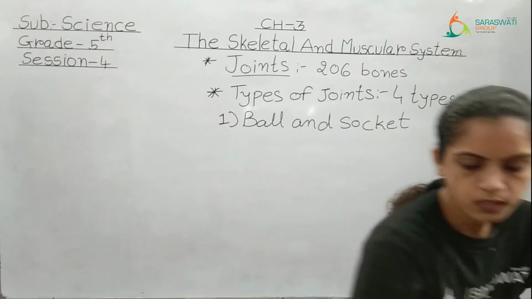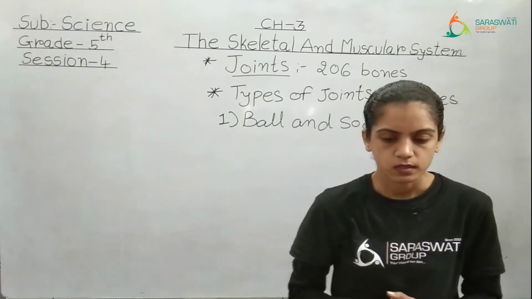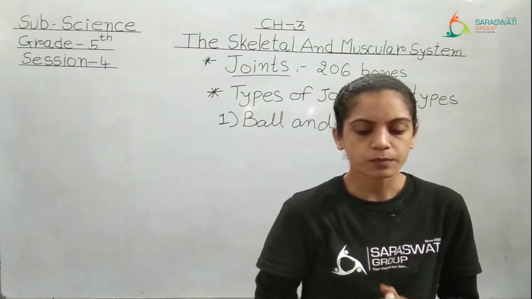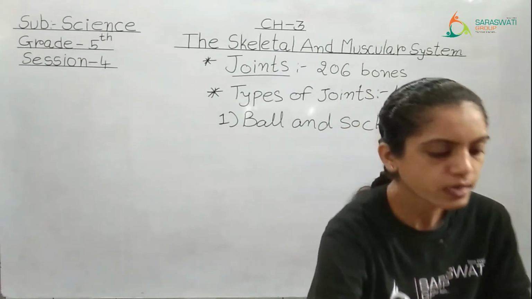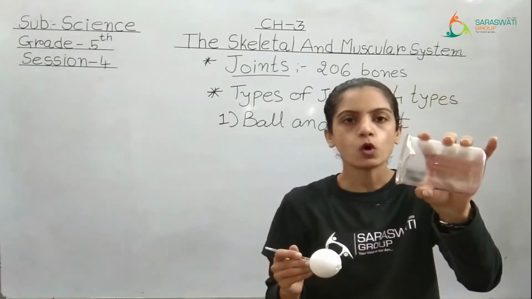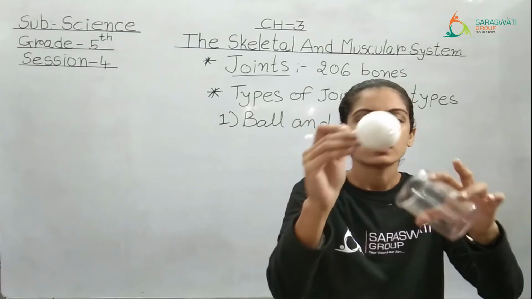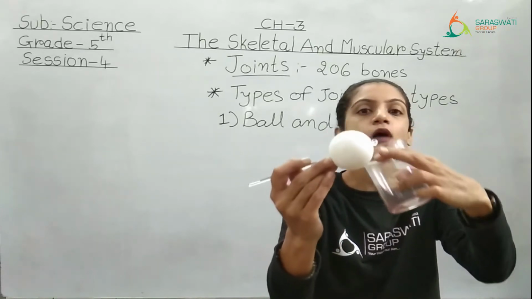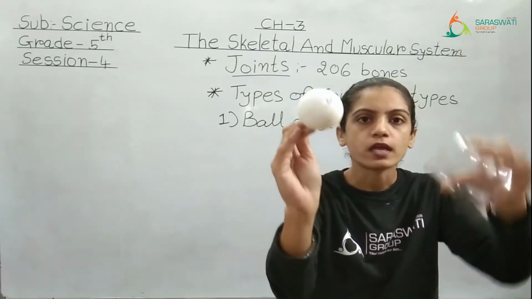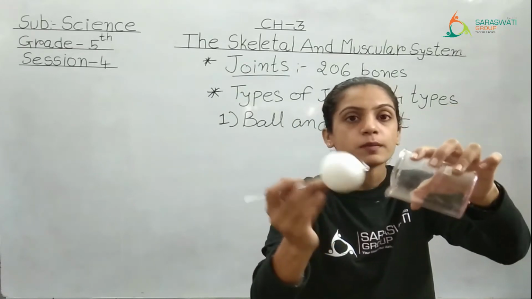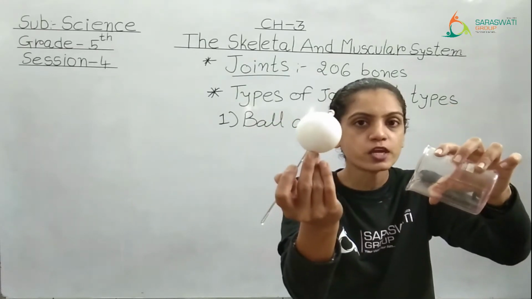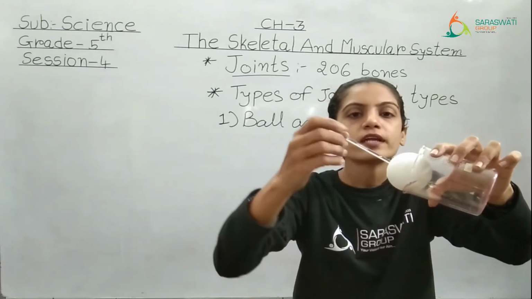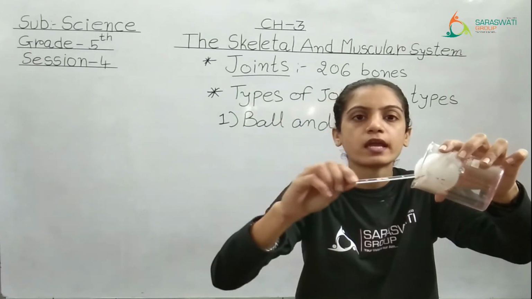Now see here, ball and socket joint. The ball shaped end of a bone fits into the cup shaped socket of the other bone. This is one bone, and this is also one bone. The shape of this bone is a cup shape, and the shape of this bone is a round shape like a ball. So this ball is fixed inside the socket. That means the one bone which is round in shape is fixed inside the other bone which has a cup shape. So it is known as a ball and socket joint.